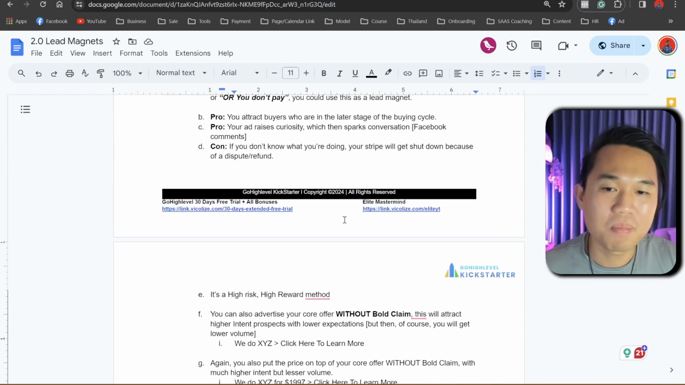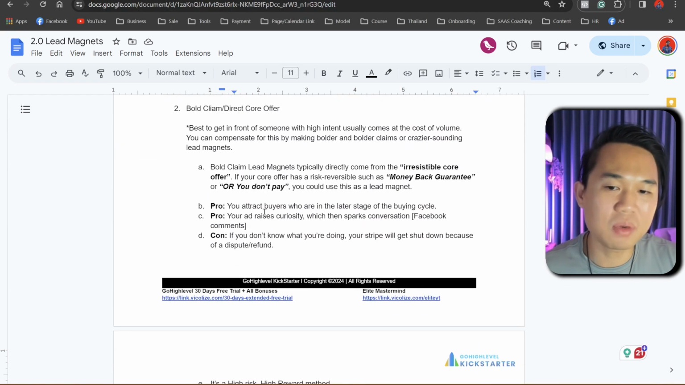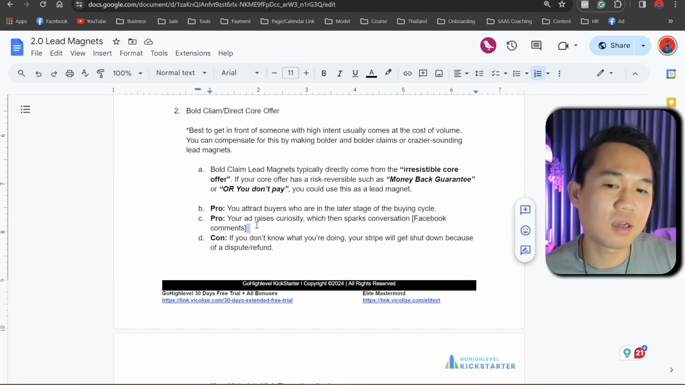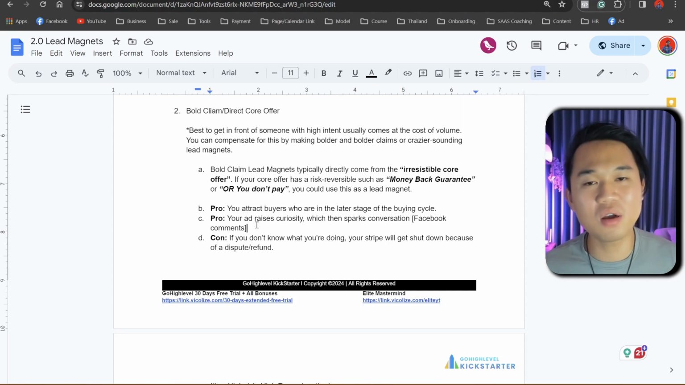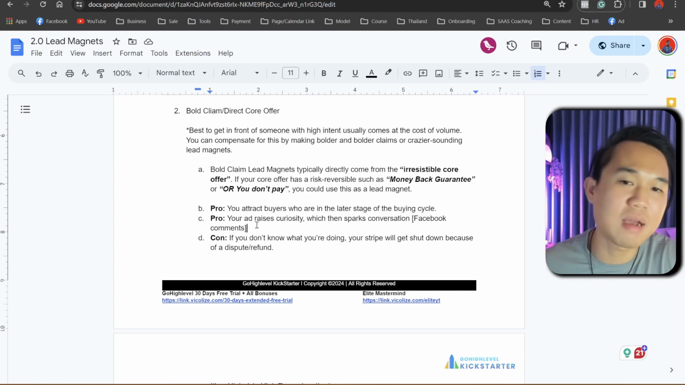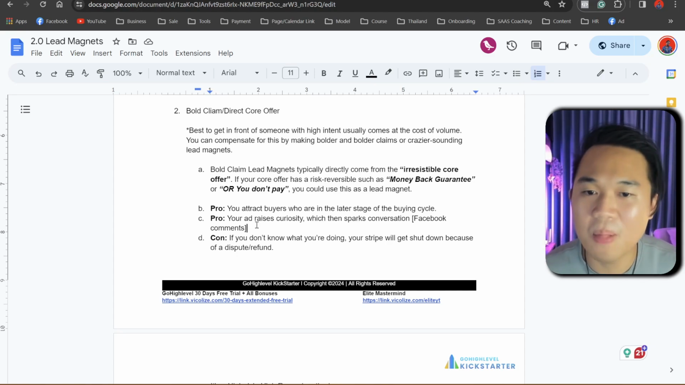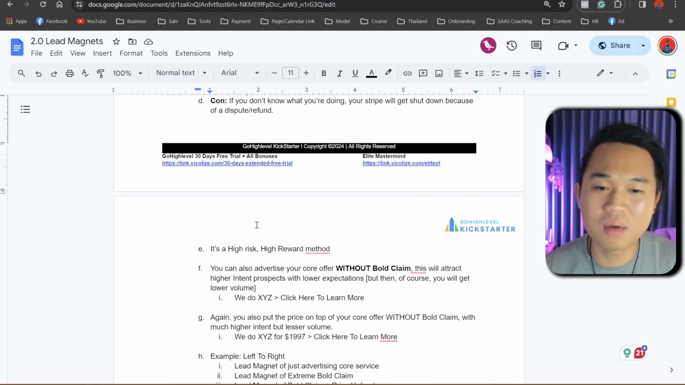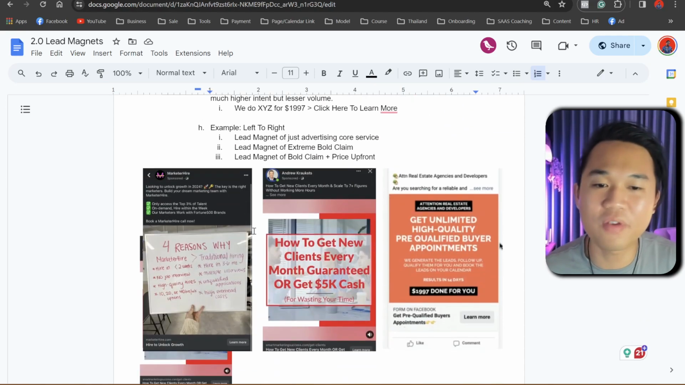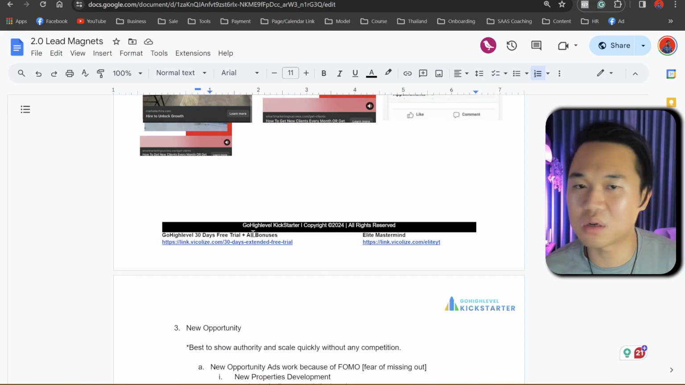So with a direct core offer, the good thing is that you don't have to think about a lead magnet. You just have an offer and then you put that offer up as a lead magnet. You don't have to make an extra new step or new lead magnet or new material. You're just advertising. It's very direct. There's no funnel and all that stuff in it. It is just what it is, right?